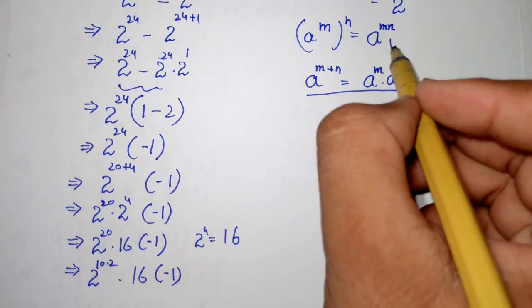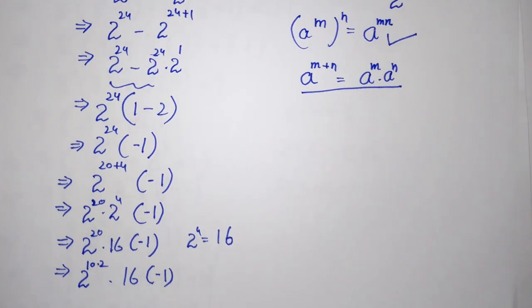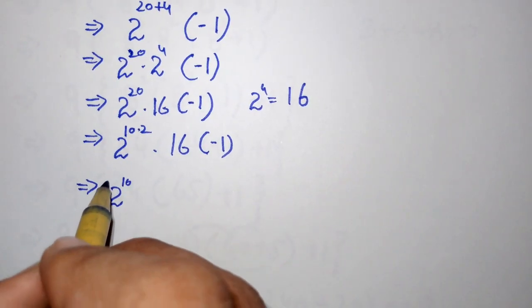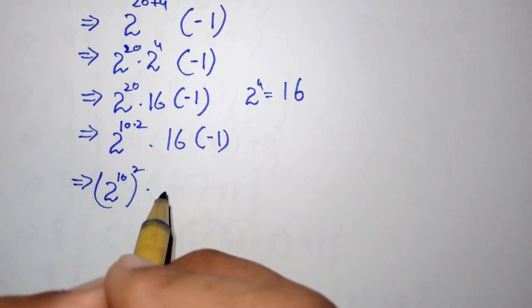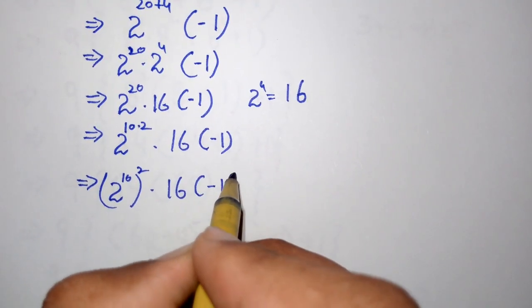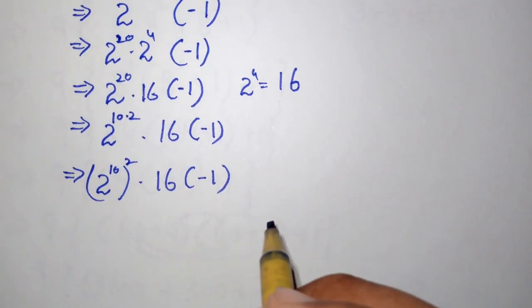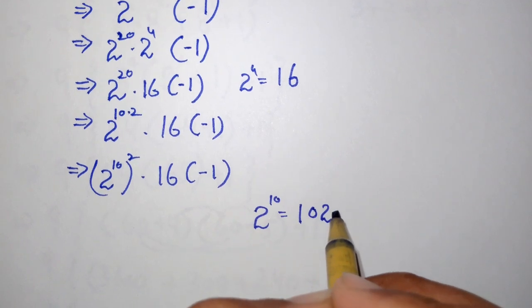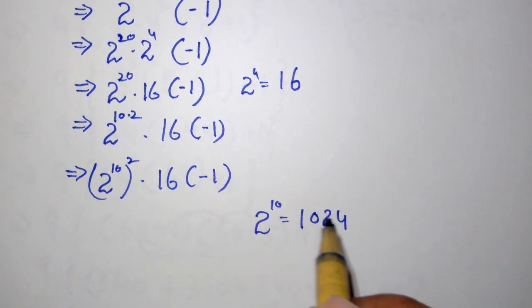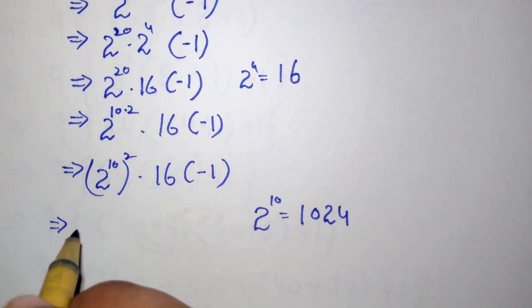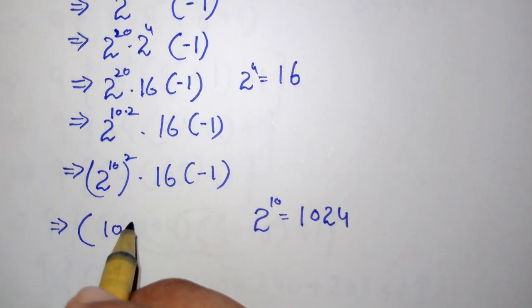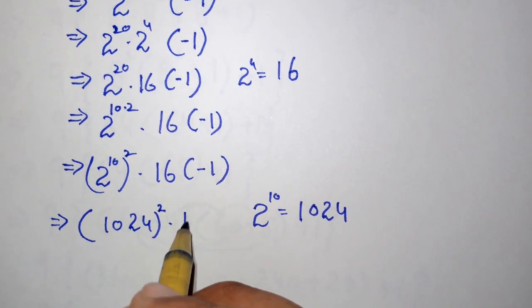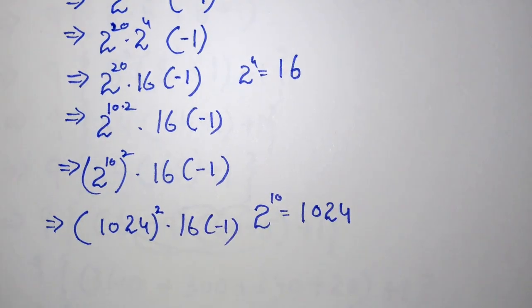By applying this identity, we can write this as 2 to the power of 10, whole to the power of 2, times 16 times minus 1. Now we know that 2 to the power of 10 is equal to the most famous number, 1024. Now we write 1024 in place of 2 to the power of 10. This will become 1024 to the power of 2 times 16 times minus 1.